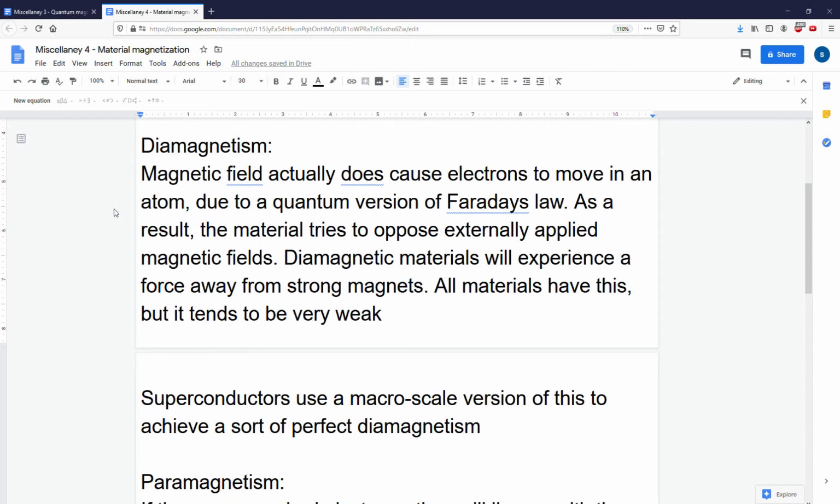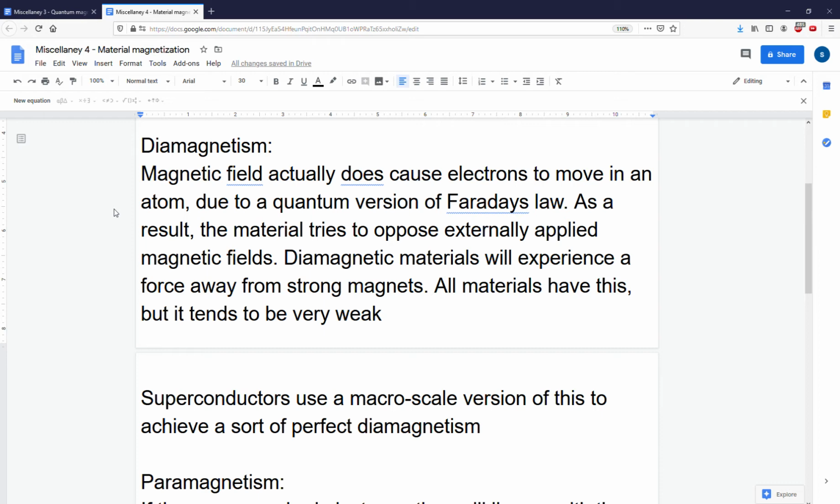Now, in the last lecture, I said that electrons, despite spinning and orbiting the atom, aren't actually moving. Well, that's not entirely the case. You see, if you apply a magnetic field to an atom, and specifically to the electrons in the atom, they will experience something similar to Faraday's law. Recall that Faraday's law says that a changing magnetic flux will cause an electromotive force that will cause a current going in a particular direction.